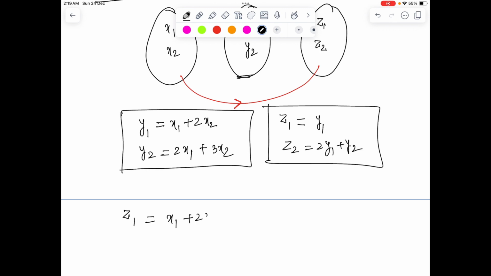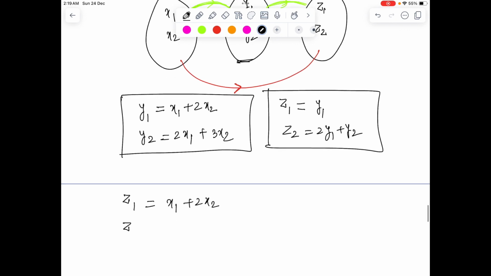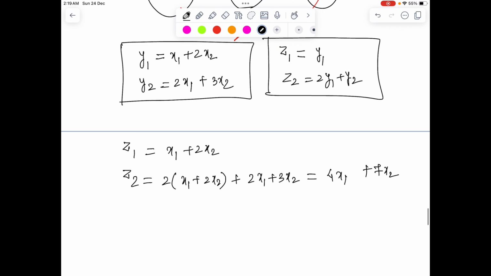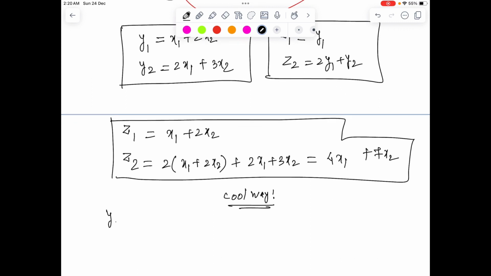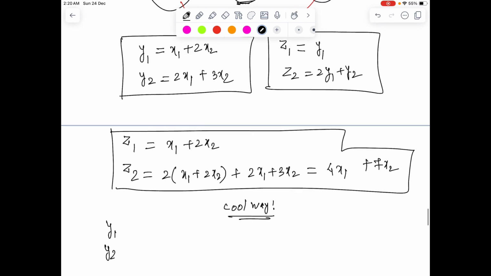Of course, yes. So let's start eliminating. z1 can be written simply as x1 plus 2x2, and z2 is 2y1, which goes to x1 plus 2x2, plus y2, 2x1 plus 3x2, which amounts to 4x1 plus 7x2. Okay, so far so good. So let me write this information in a nice fashion.